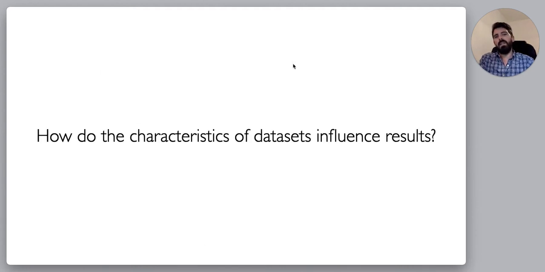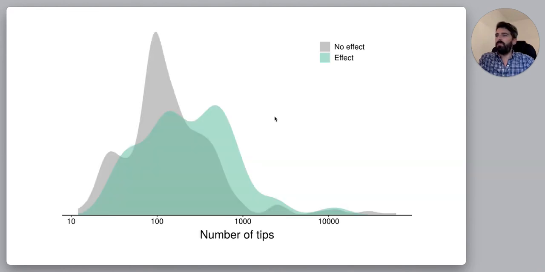We then wanted to see if there was a relationship between the characteristics of datasets used with the SSE approaches and whether we were detecting trait-dependent diversification. So, here are two density plots with the number of tips on the x-axis. The colored density plots represent SSE models for which trait-dependent diversification was inferred, and the gray density is where no effect was found. So, as might be expected, SSE models used with larger trees more often inferred trait-dependent diversification.